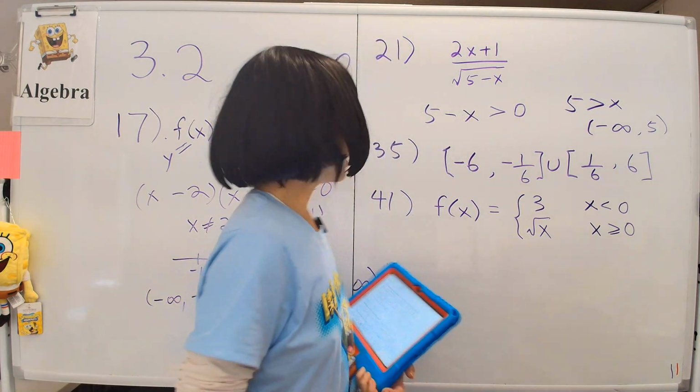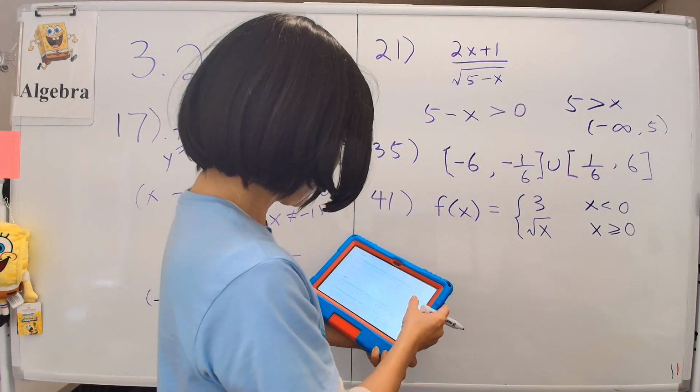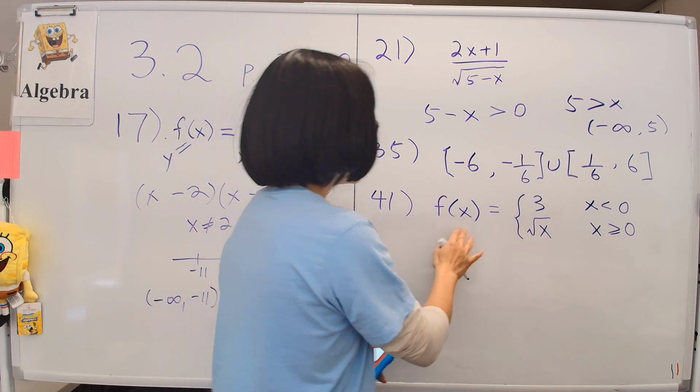Okay, next let's consider problem 41. We're supposed to graph this thing and then write the domain. So first, let's graph it.